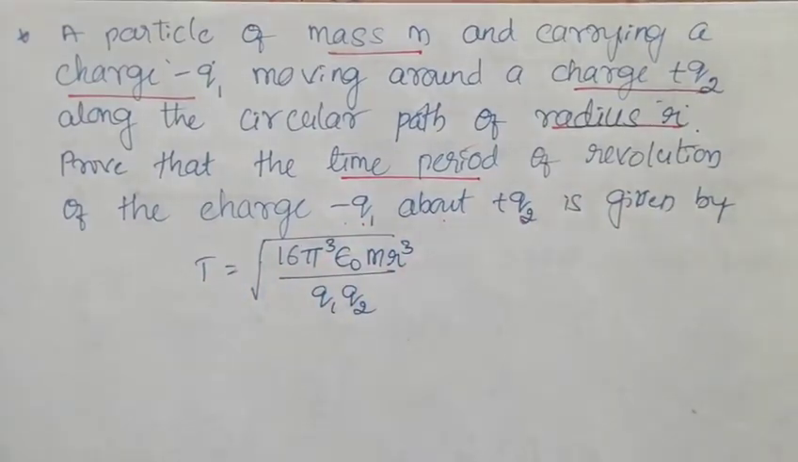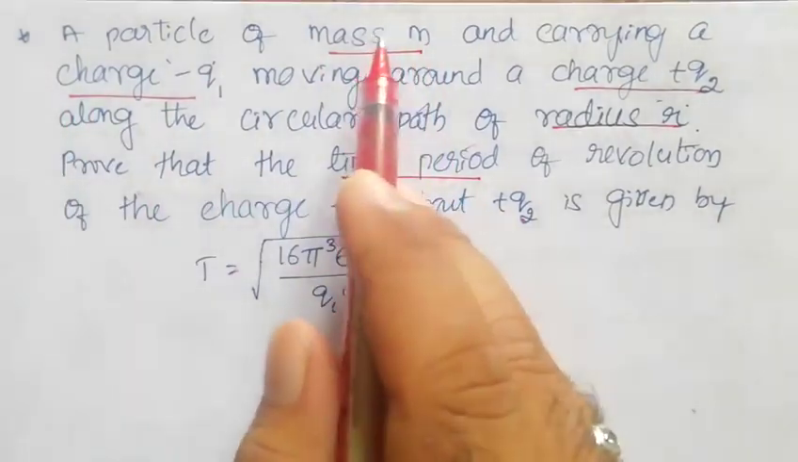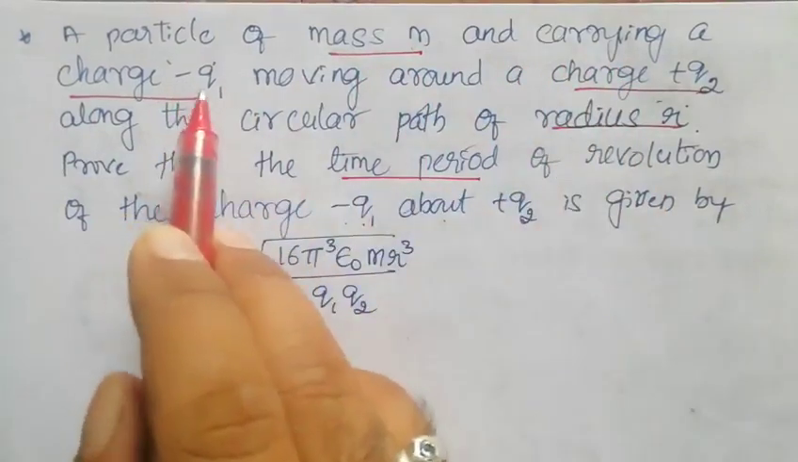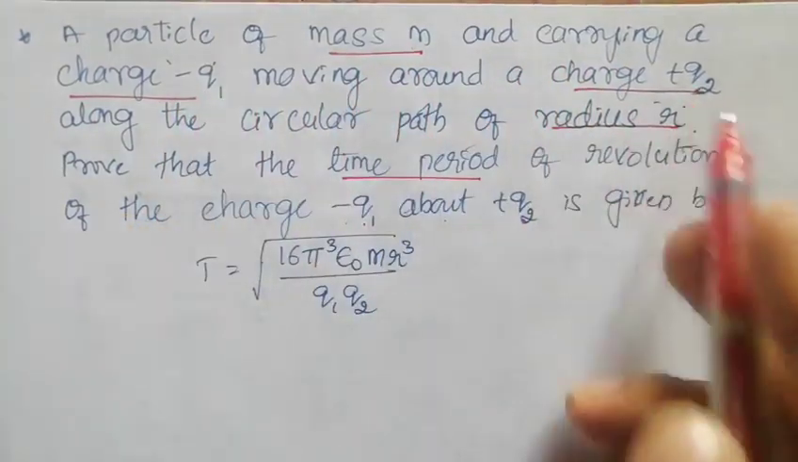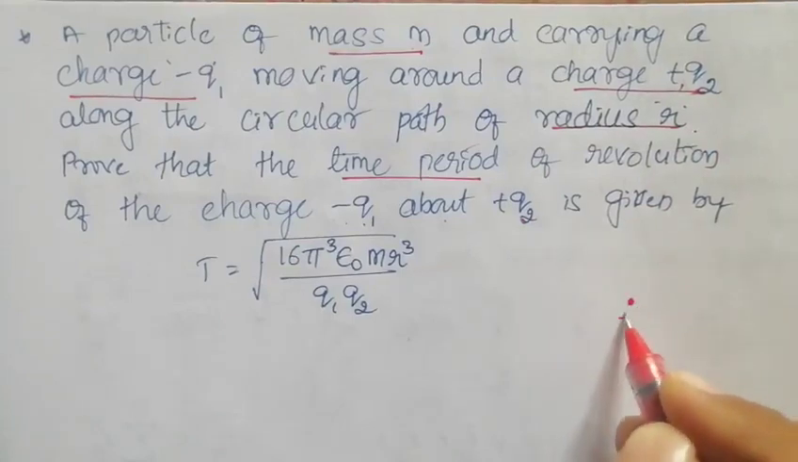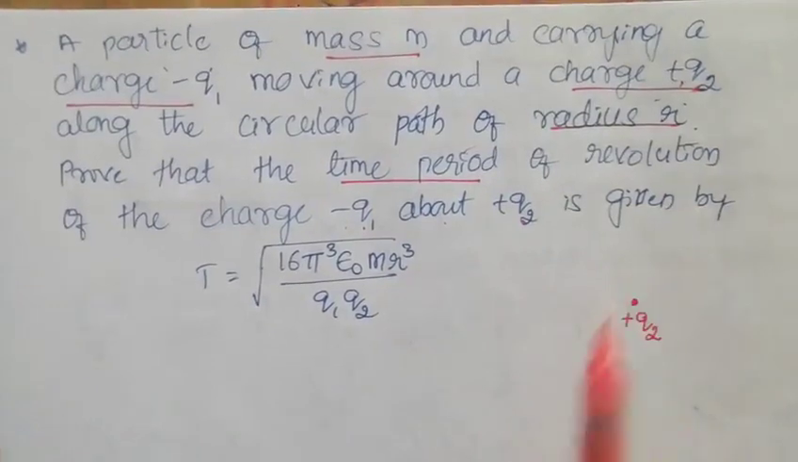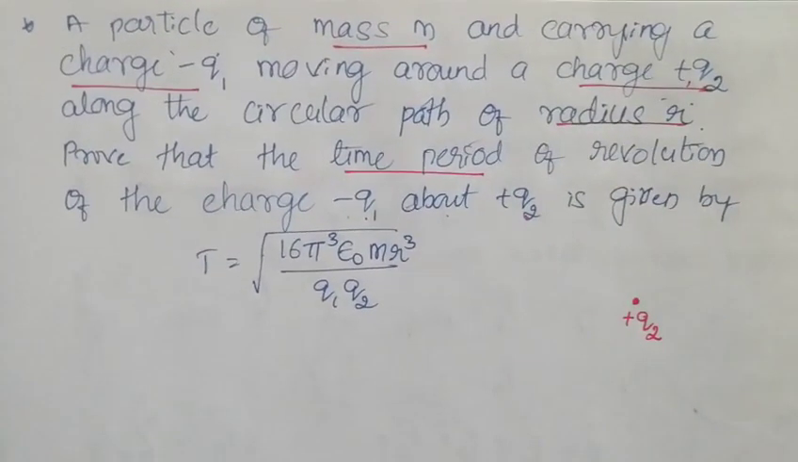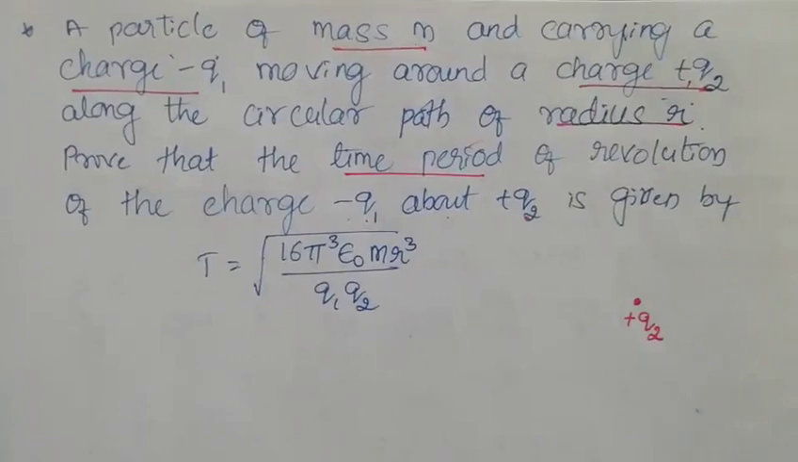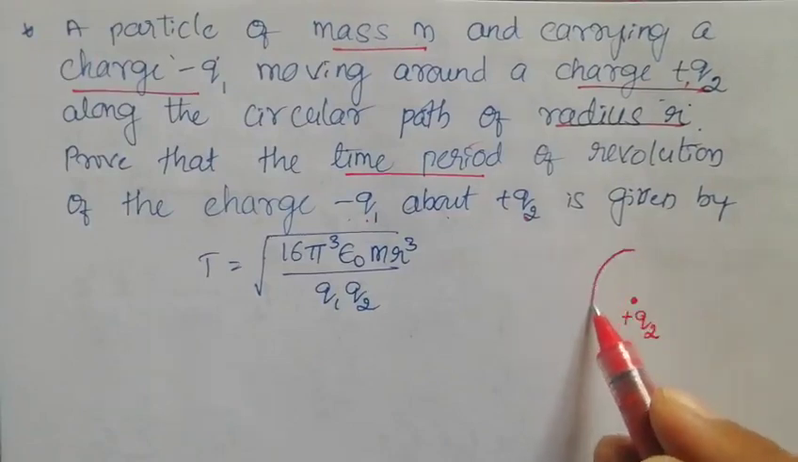Now we need to see the time period. Let us have a small imagination. Given is a particle of mass m carrying a charge minus q1 moving around a charge q2, which means q2 must be at the center. So let us consider there is a charge here. This charge is plus q2. Around this q2, there is a charge minus q1 moving around, revolving around. Let us take some circular path.